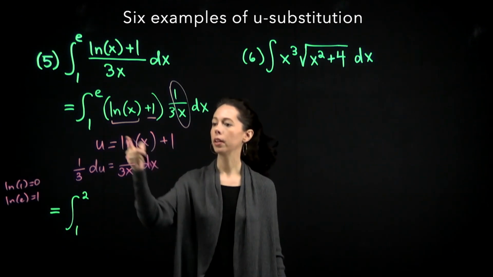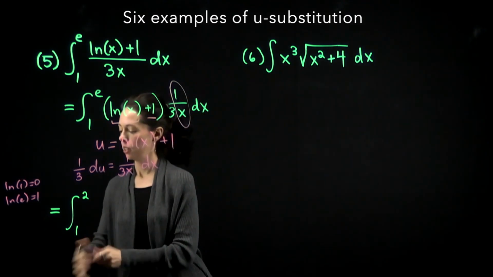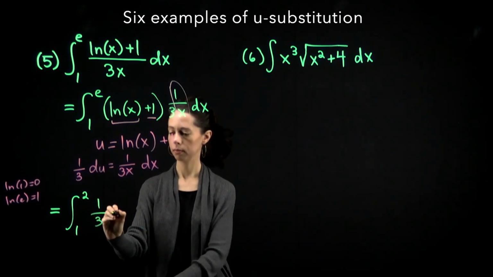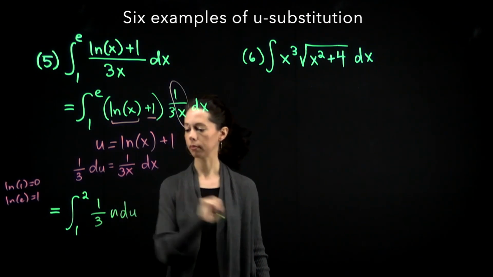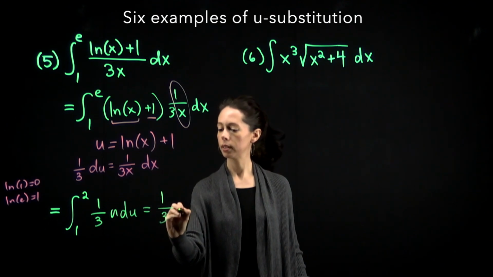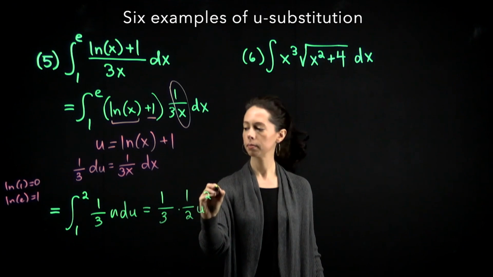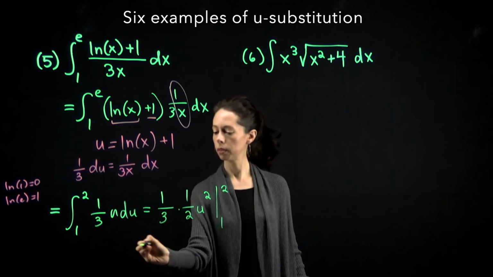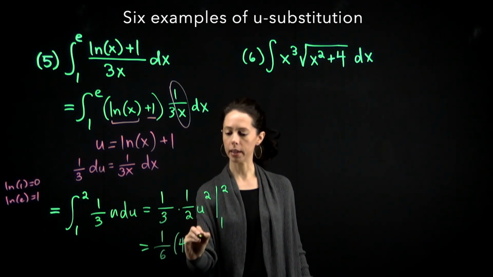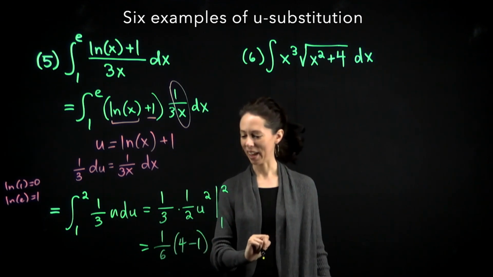Then we're going to have u times 1/3 du. Let me write this as just 1/3 u du. Okay. Then we antidifferentiate, and we'll have 1/3 times the antiderivative of u, which is 1/2 u squared, from 1 to 2. So we get 1/6 times 4 minus 1/6 times 1, which is 1/6 times 3, and that is 1/2.